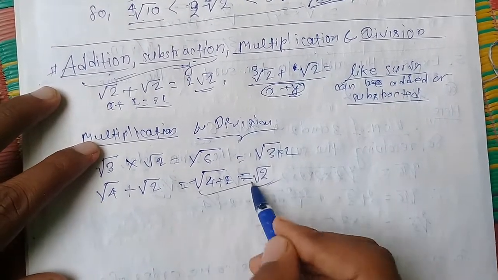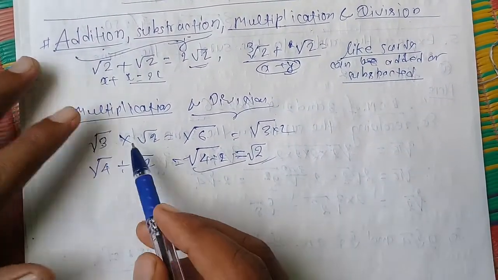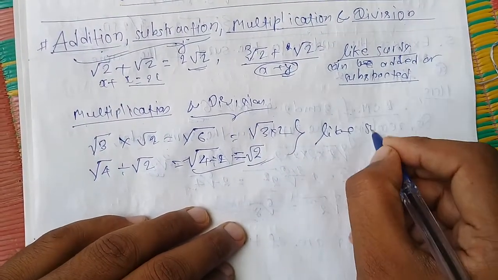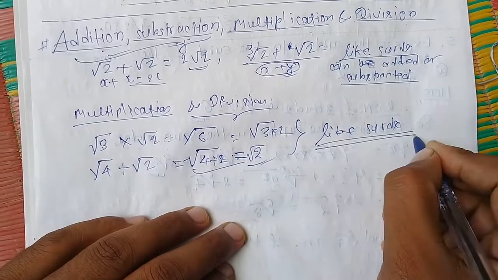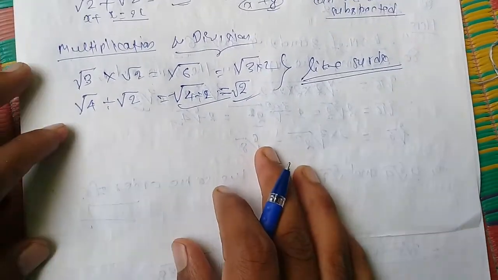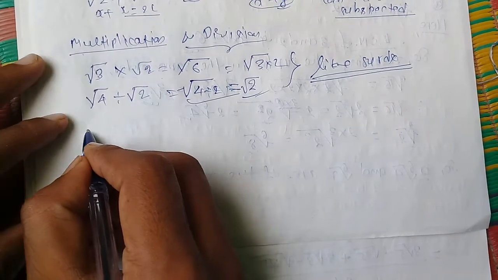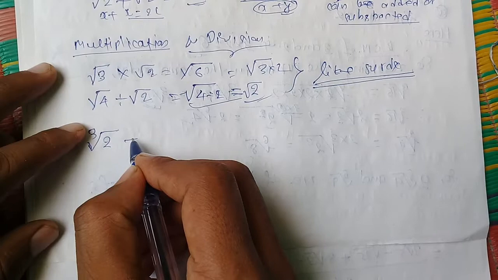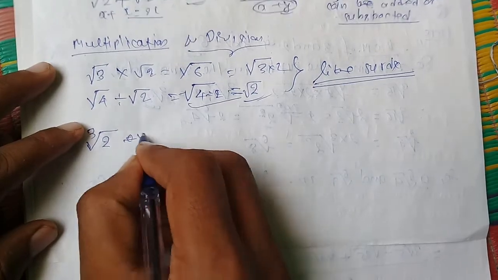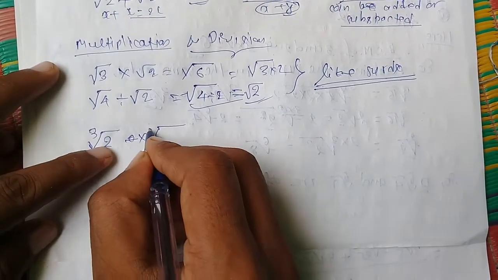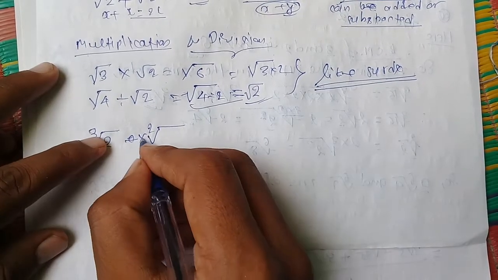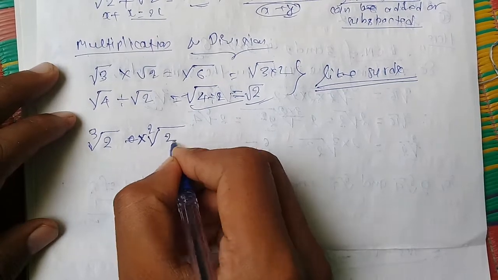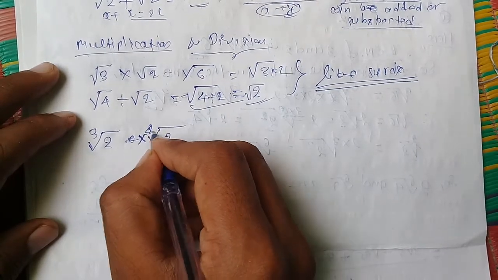Okay, so now if the order is this, it is a like surd, not like fractions. What will happen if the surds are unlike, that is, if we have to divide or multiply? Let us multiply, and this is 2, so here it is 2, or let it be 4.